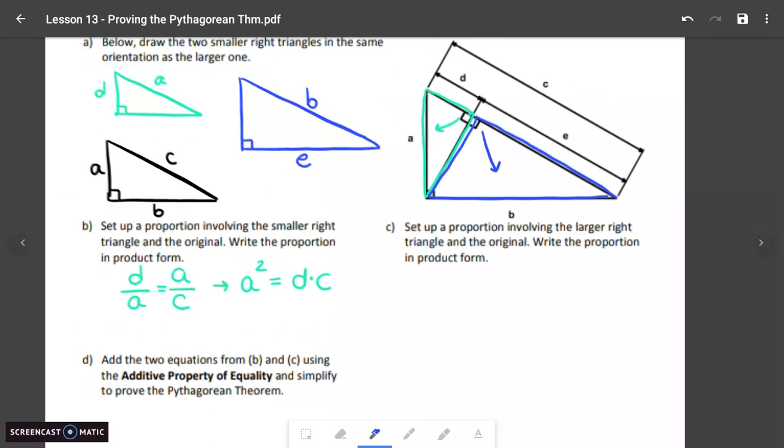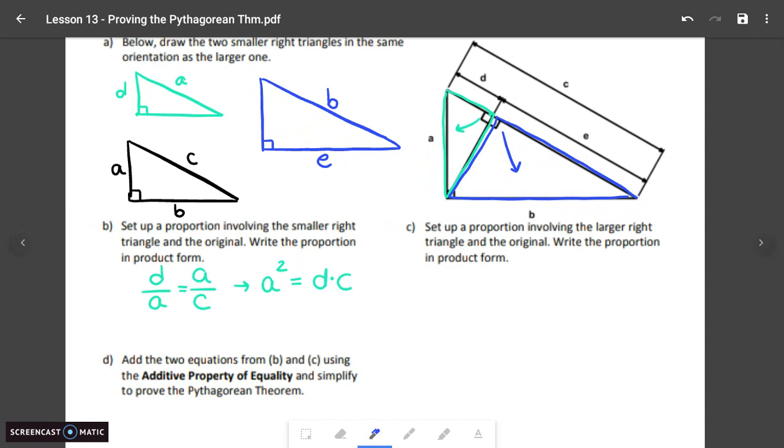Over in C, we're going to do the same thing, but now we're doing the larger triangle and the original. So it's still talking about the original and that blue one that we highlighted. So same thing, but we're going to set it up as B over E equal to C over B. And the same thing's going to happen again. We're going to have B times B, which is B squared, equal to E times C.